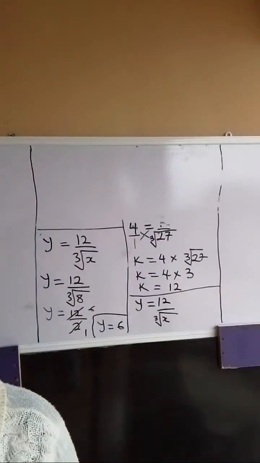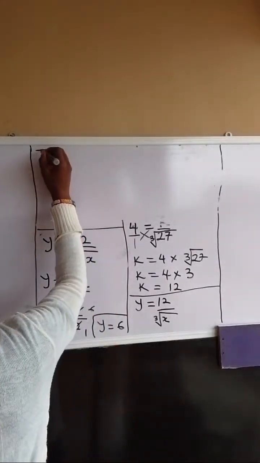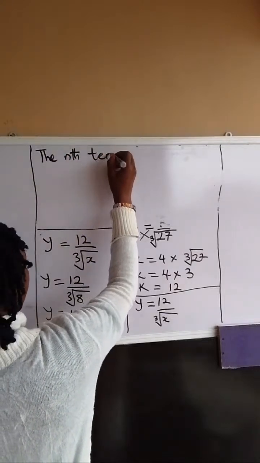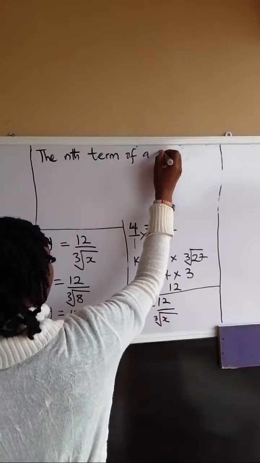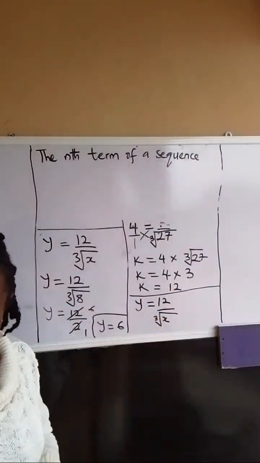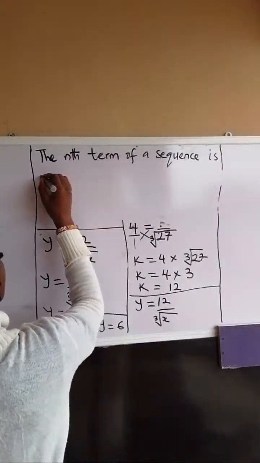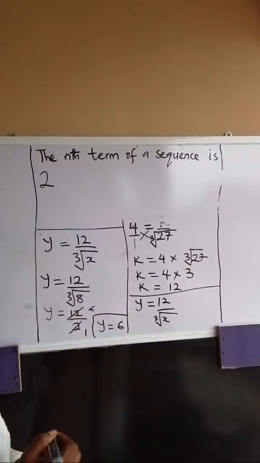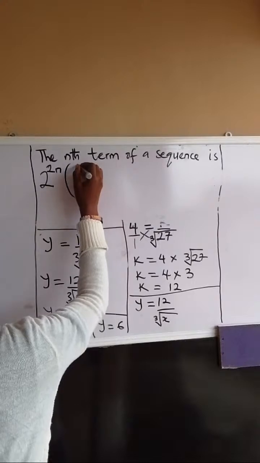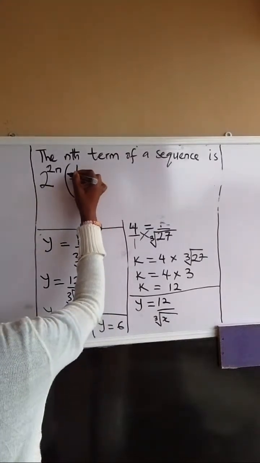So the question is: the nth term of a sequence is 2 to the power of 2n, 1 all over, okay, -1.